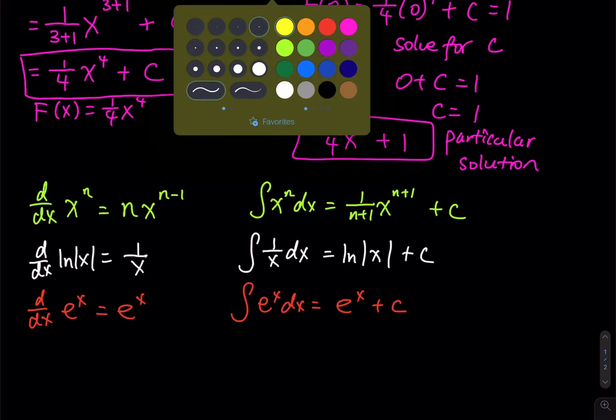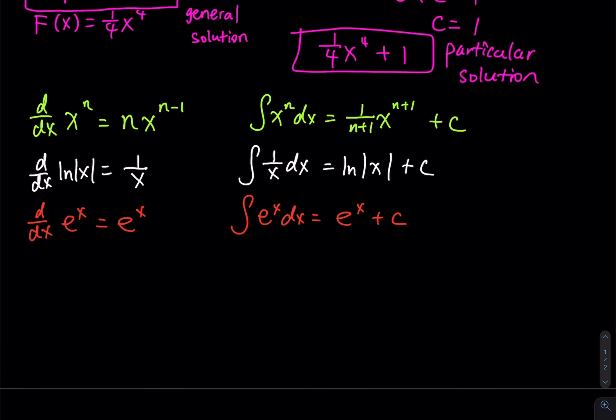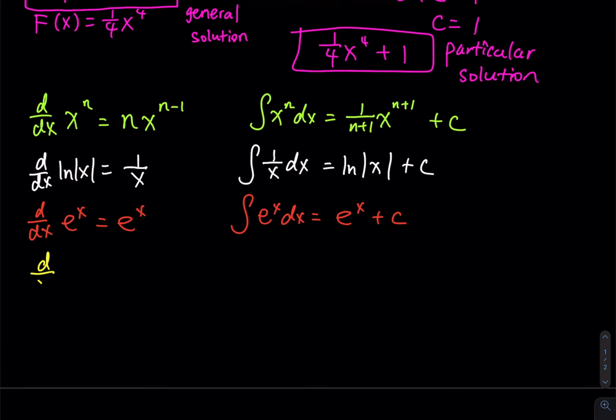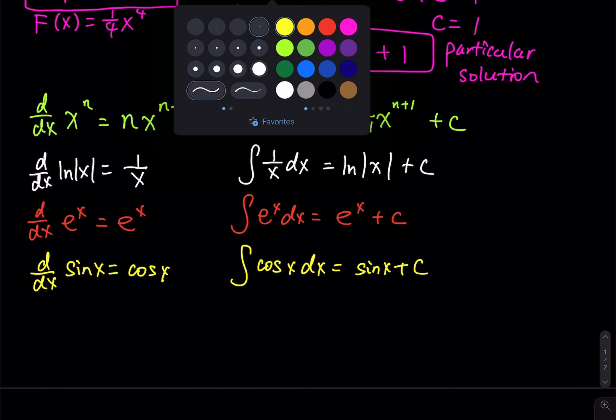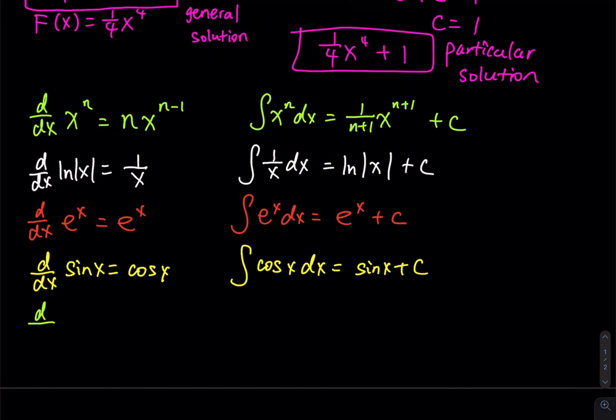Next, let's try a trigonometric function, right? So the derivative of sine is equal to cosine, right? So the integral of cosine, we undo the derivative, is equal to sine of x plus c. And then the next one, how about the derivative of cosine? So that is equal to sine of x.